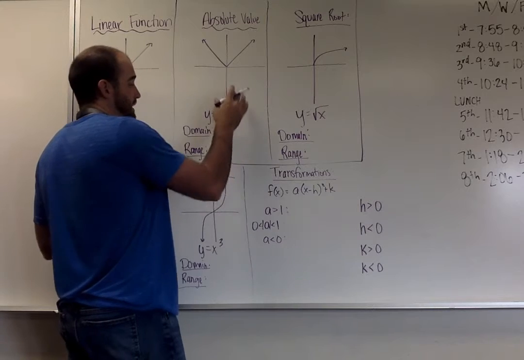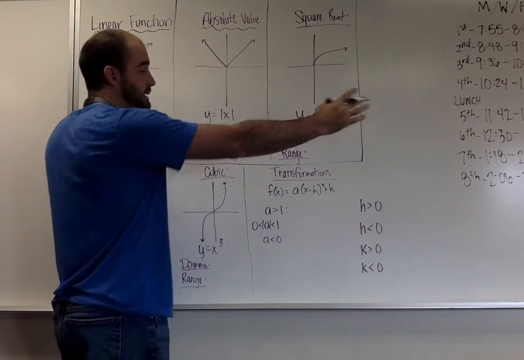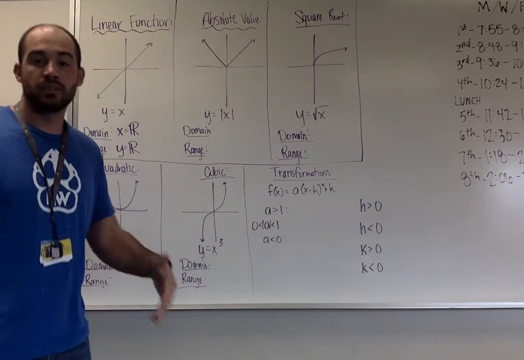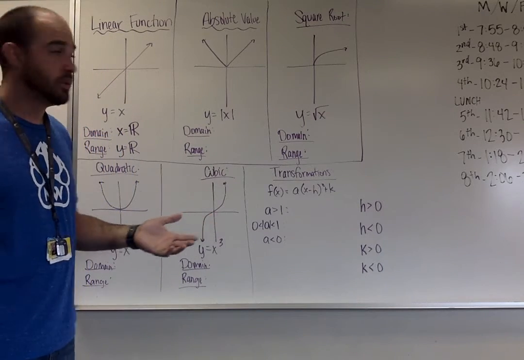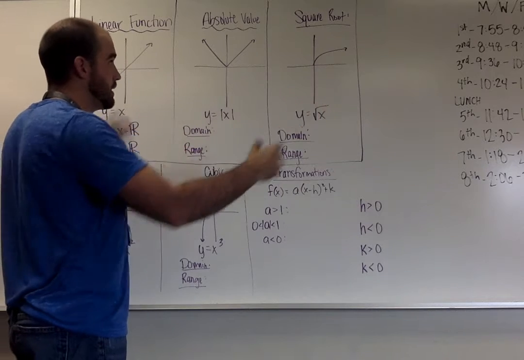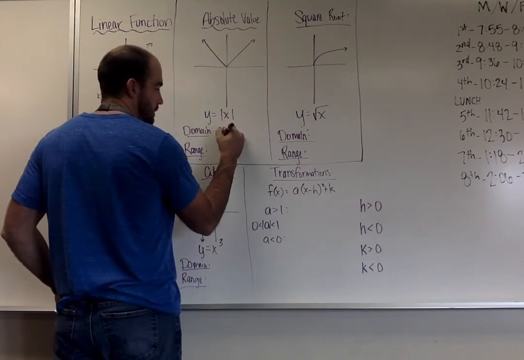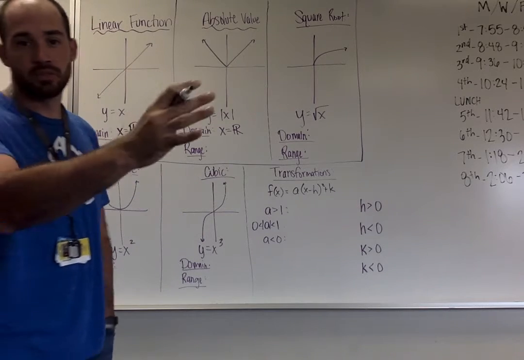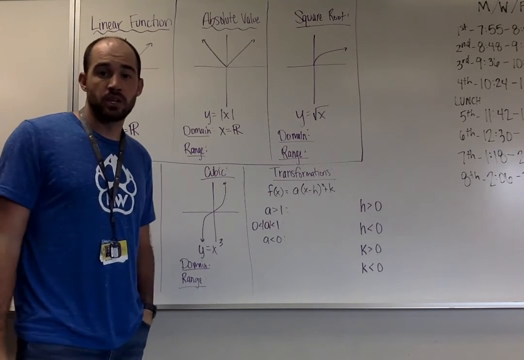For this one, if I look at my domain, again, is it going to miss any x values? Well, since it's going to gradually get wider and wider, it's going to have an x value no matter where you are on this graph, and it's never going to stop getting wider. So this is also x equals all real numbers. It's never going to stop going left or right. It's going to hit every x value possible.